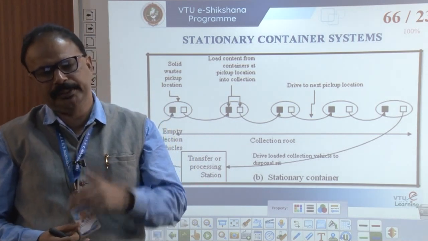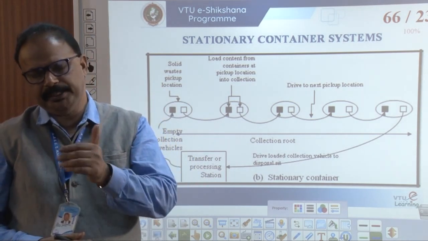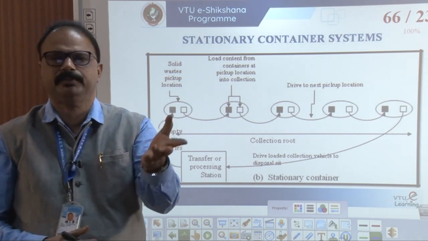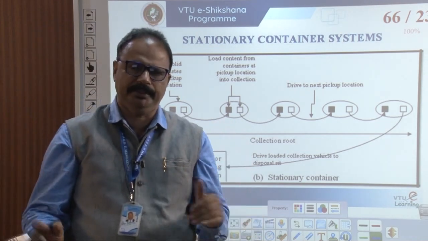Lifting the container to the disposal site, emptying the waste there, and returning it to the same place where the container is kept is called the hauled container system.